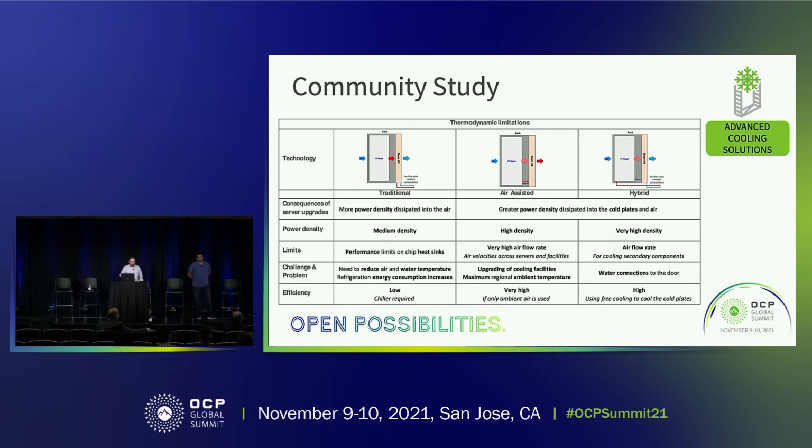Also, if you want to increase the performance of the servers with this traditional rear door, we have to be able to reduce the air temperature in order to be able to cool down the servers. And for sure, this is possible, but it increases the energy consumption. In the air-assisted system, the power density could be increased a lot because you are able to use cold plates.